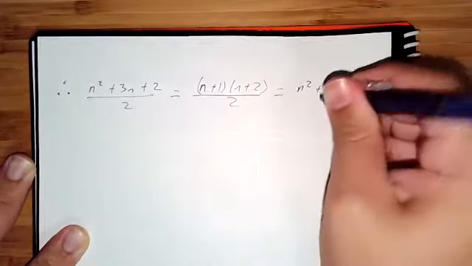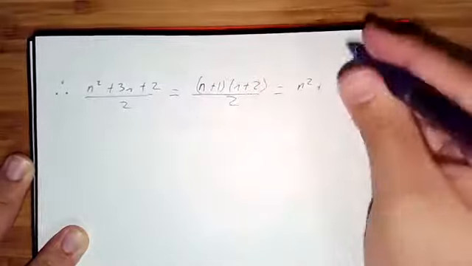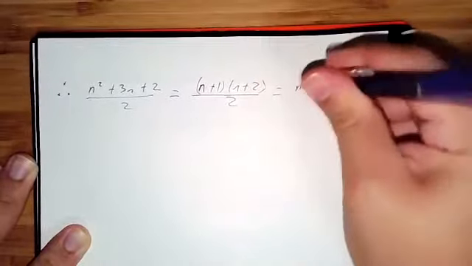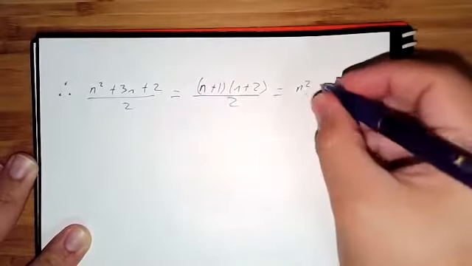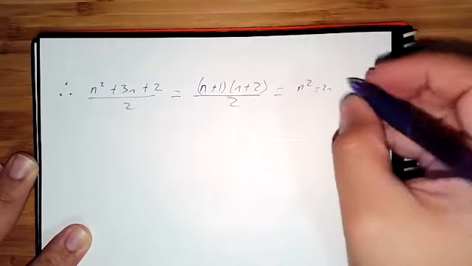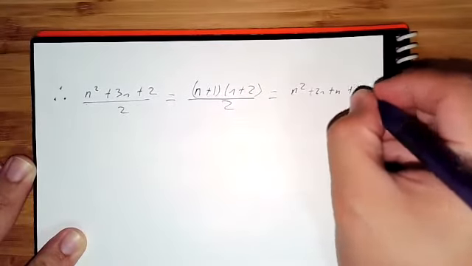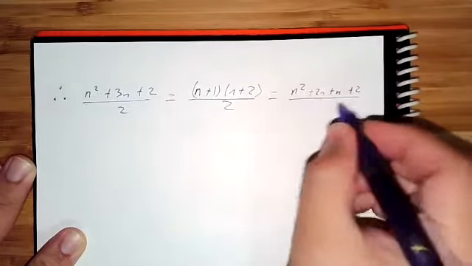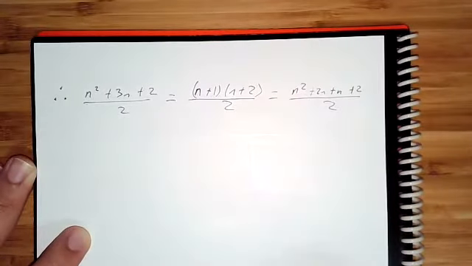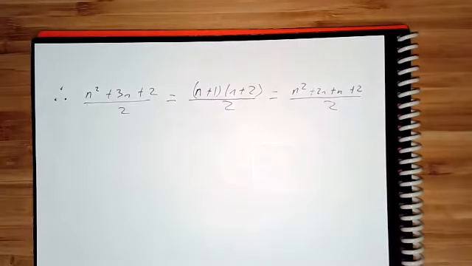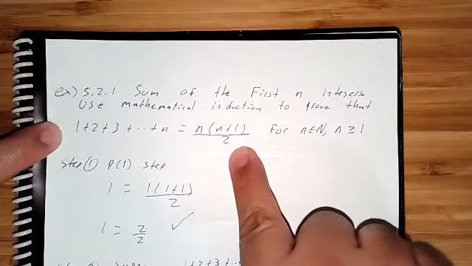Oops. N squared plus 2n plus n plus 2, which is what we wanted to show. Okay, so that's the idea. One more time, let's go through this piece by piece. We want to prove this formula here.